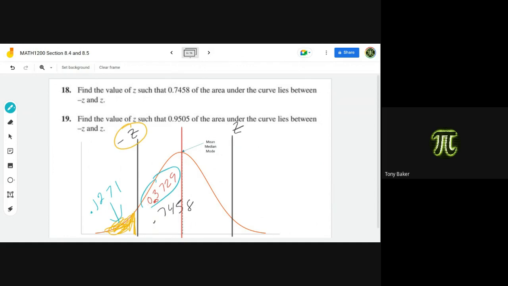Look in your table for 0.1271. It's going to obviously be on the negative side.